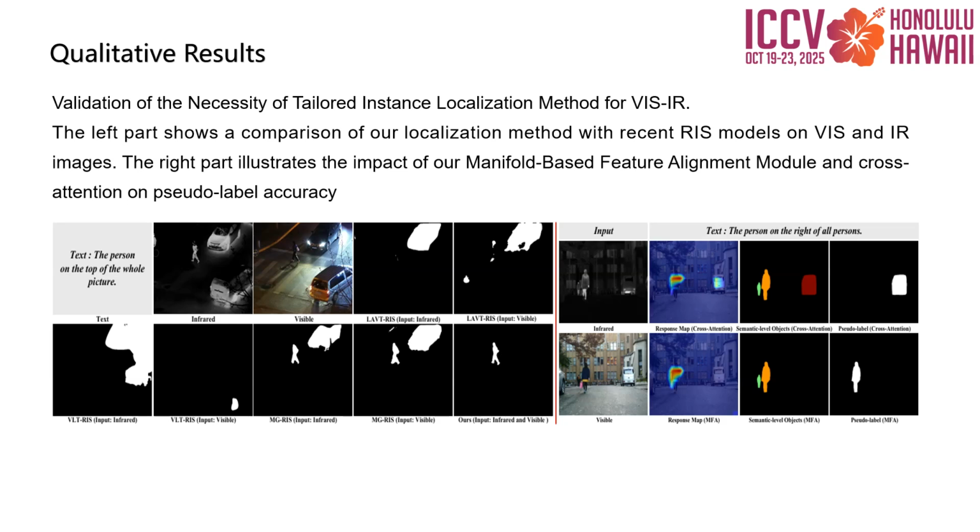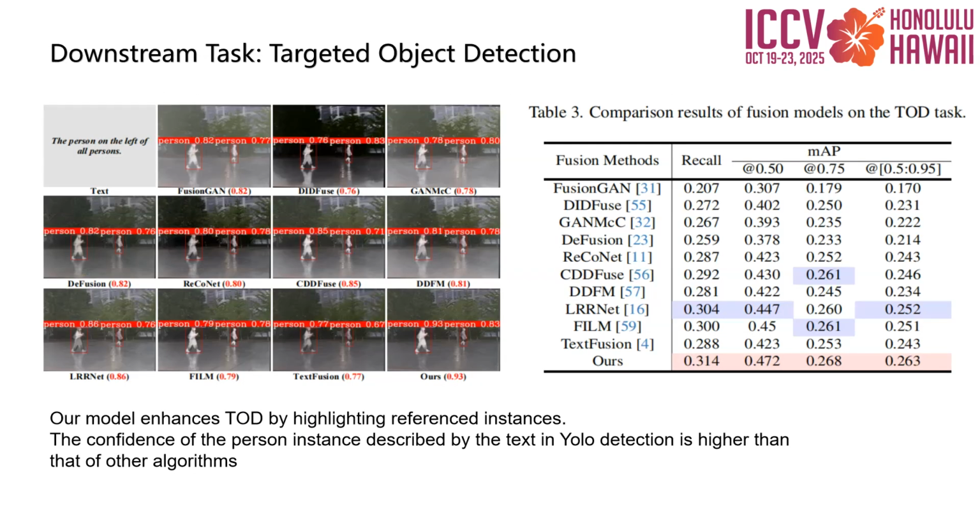We also evaluate downstream targeted object detection by feeding fused images into YOLO-style detectors. Because our fusion explicitly highlights the referred instance, especially in low-light scenes, detectors see clearer signals, leading to higher confidence, recall, and mAP on benchmarks. This demonstrates that instance-level controllable fusion is not only visually interpretable, but also functionally beneficial for real-world tasks like nighttime pedestrian or vehicle monitoring.